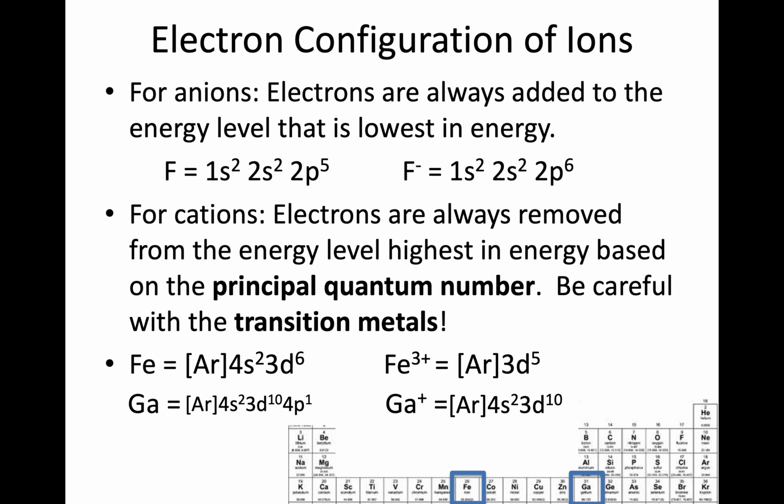The reason I say we have to be careful with our transition metals is notice that we have both 4s and 3d electrons. So we would initially be removing them from the larger principal quantum number, which would be n equals 4, before we remove it from 3d. So in each of these cases, let's start with the correct initial electron configuration for the neutral atom, and then account for removing from the larger n value after that.